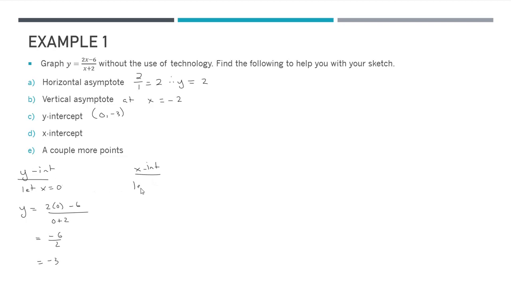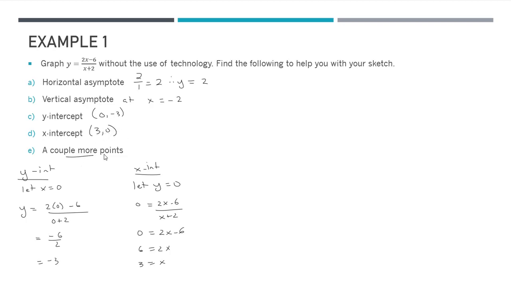Next, our x-intercept. And I'm going to let y equal 0 this time. Now it's going to be really quick to simplify because I'm going to multiply both sides by x plus 2, which just leaves me with 0 equals 2x minus 6. Add 6 to both sides. Divide both sides by 2. And you get x is 3. So therefore, I have my point at 3 comma 0.